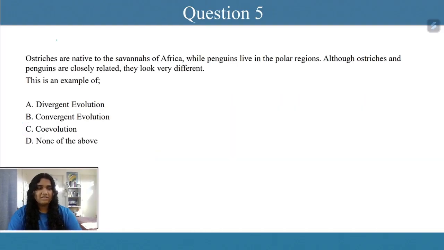All right, question 5. Ostriches are native to the savannas of Africa, while penguins live in the polar regions. Although ostriches and penguins are closely related, they look very, very different. This is an example of divergent, convergent, coevolution, or none of the above.